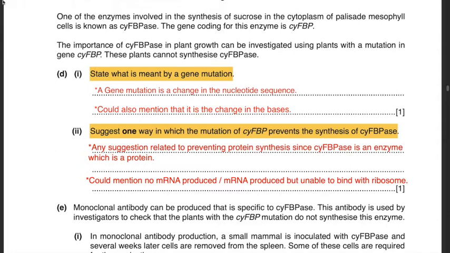A gene mutation is nothing but a change in the nucleotide sequence, or you could also mention a change in the bases. Writing a change in the nucleotide sequence or a change in the bases would earn you 1 mark.